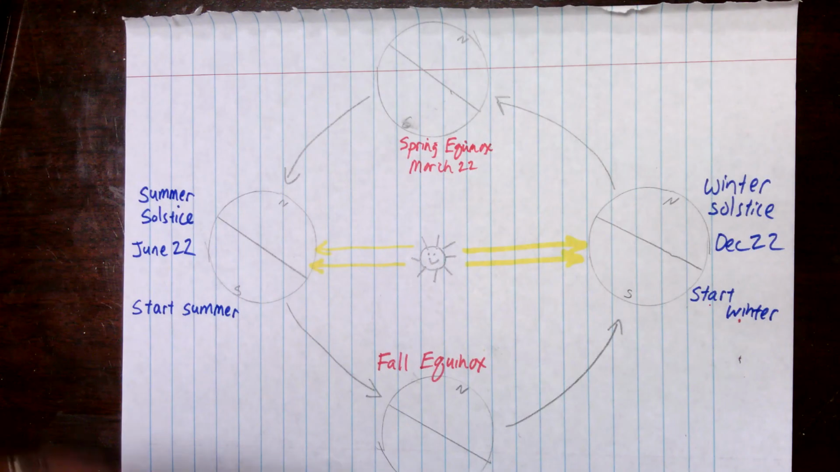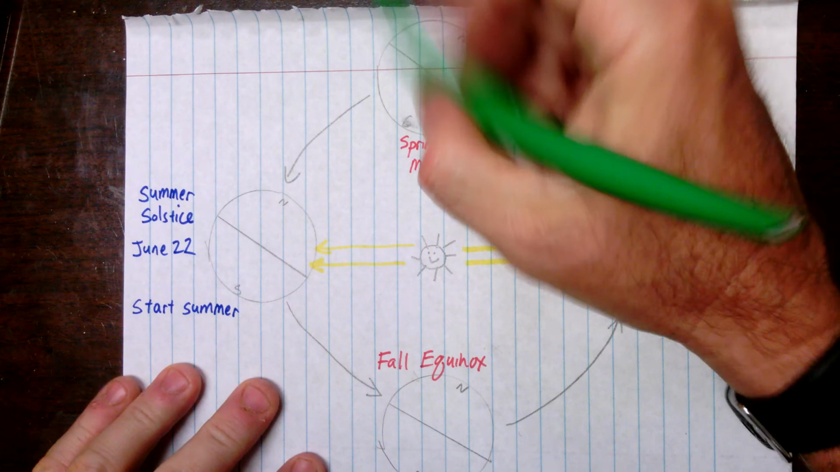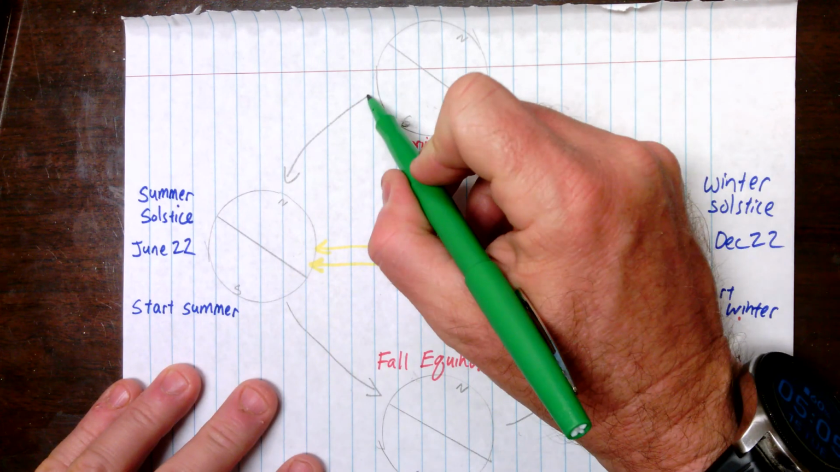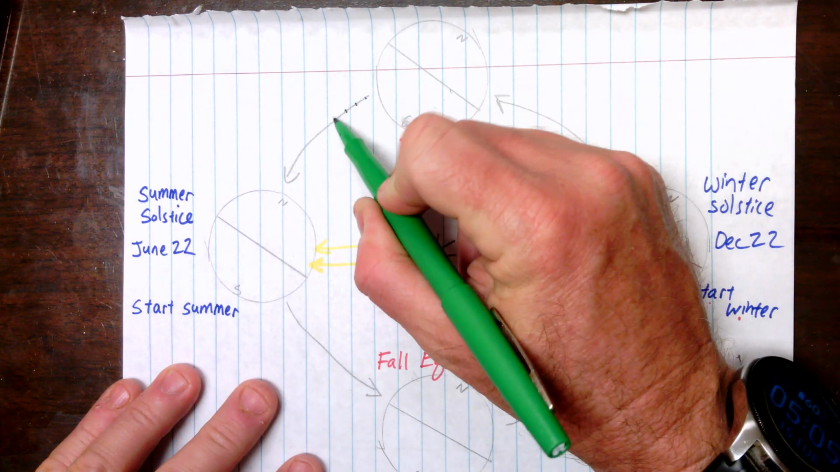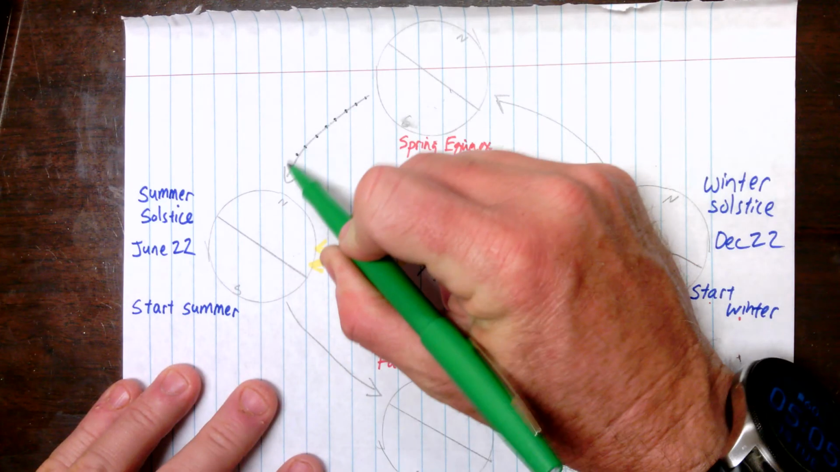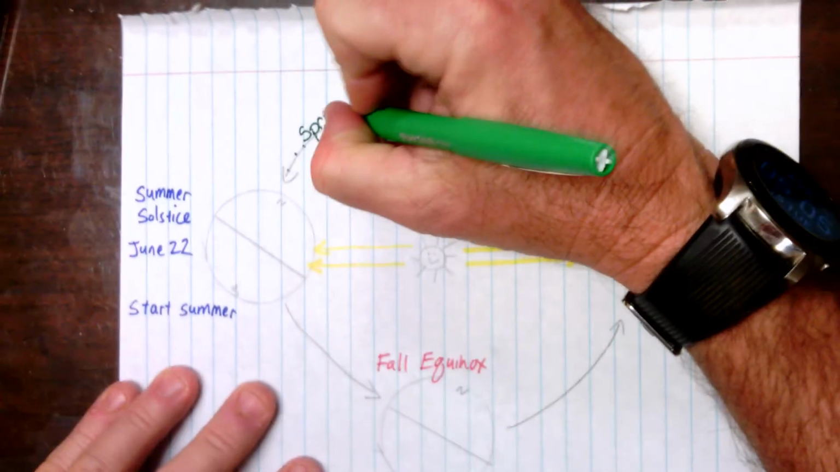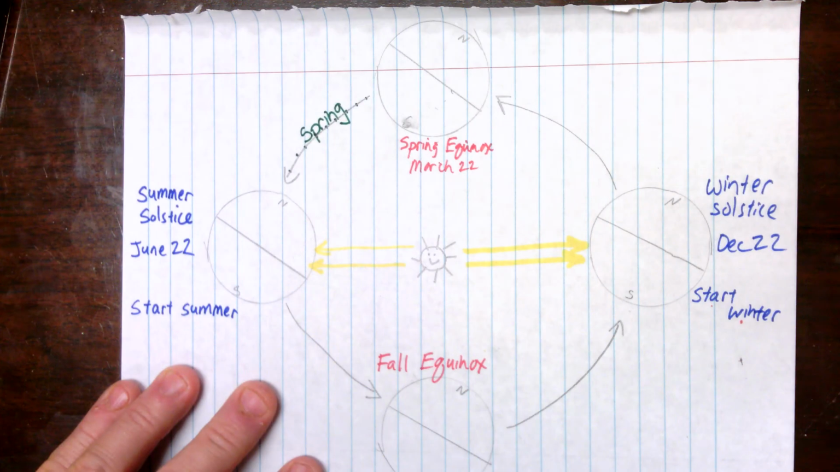So on these arrows here, if this is the spring equinox, the first day of spring, every day the Earth is traveling along this path. It's going this way. This is spring.